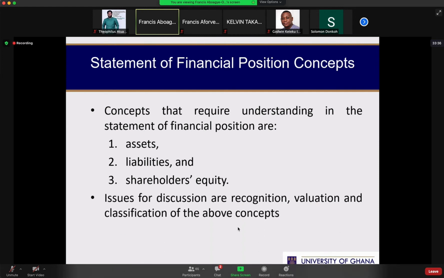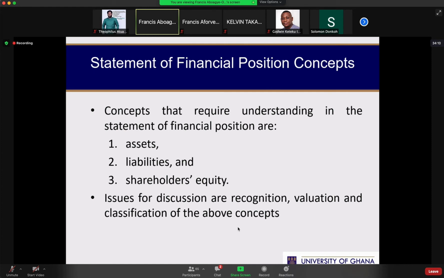So for you, what should be of interest will be issues of recognition, valuation, and classification. If you pick an asset, we are interested in its recognition, its valuation, and its classification. And similarly, if you pick liabilities, we are interested in recognition, valuation, and classification. So we'll pick them one by one. Now, the first to pick will be assets.